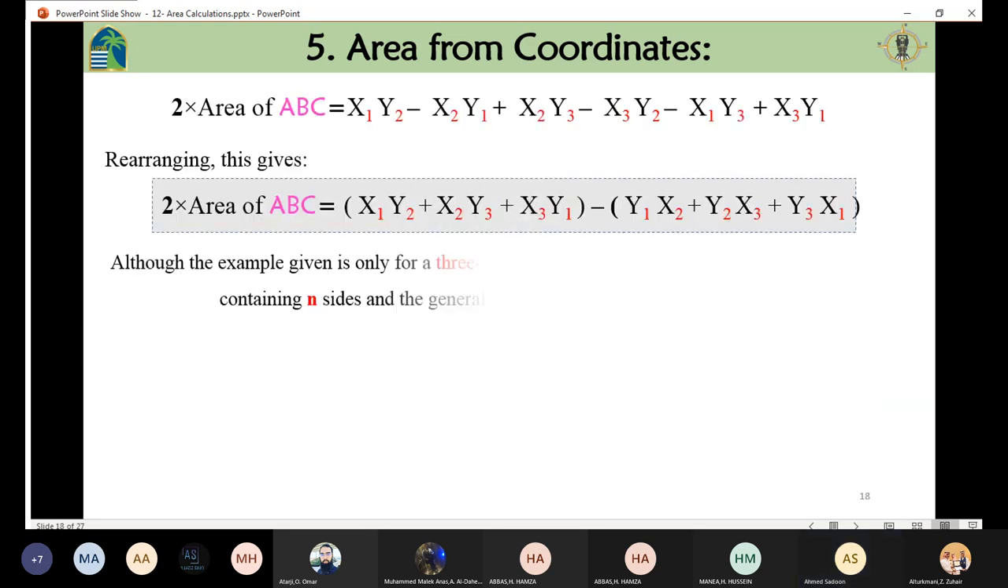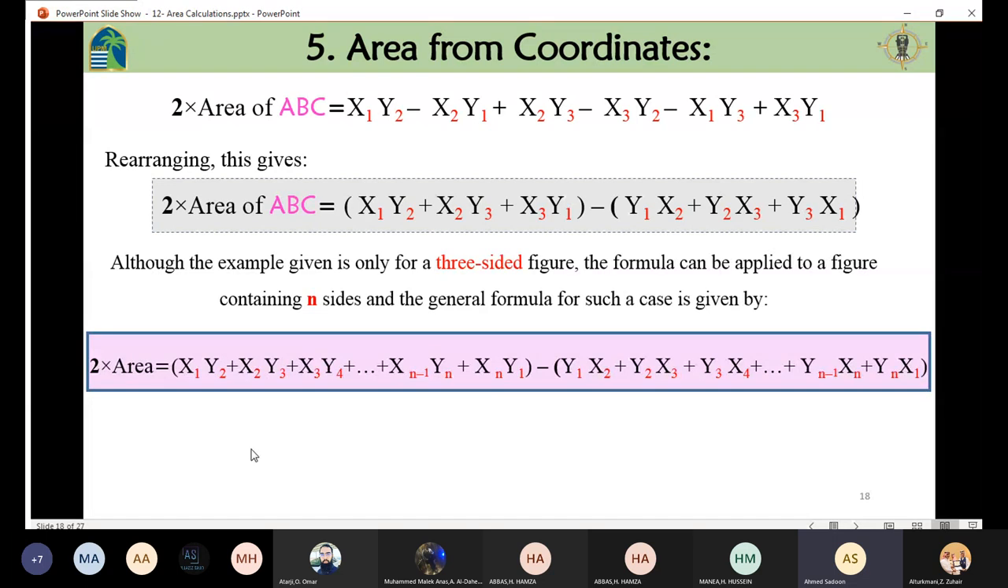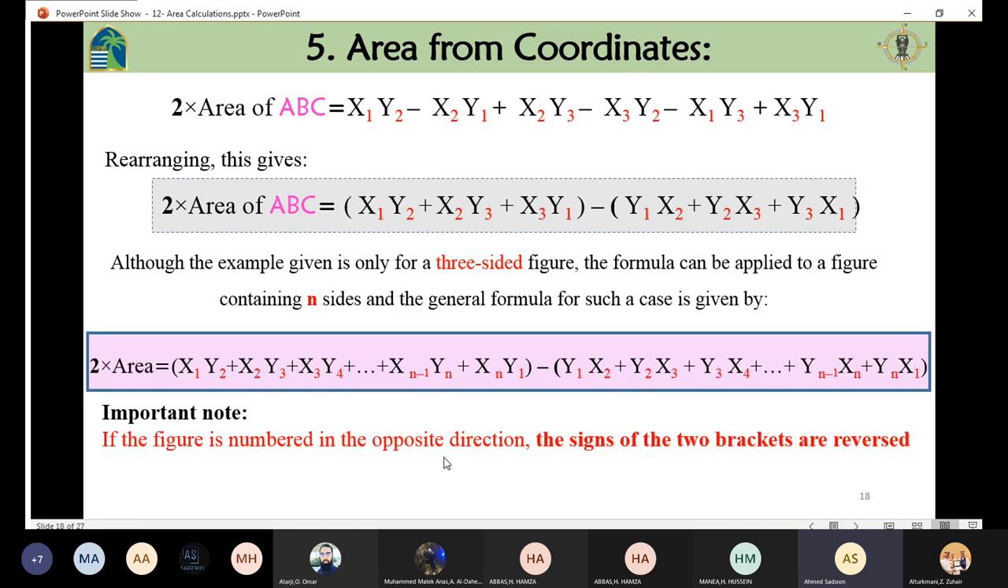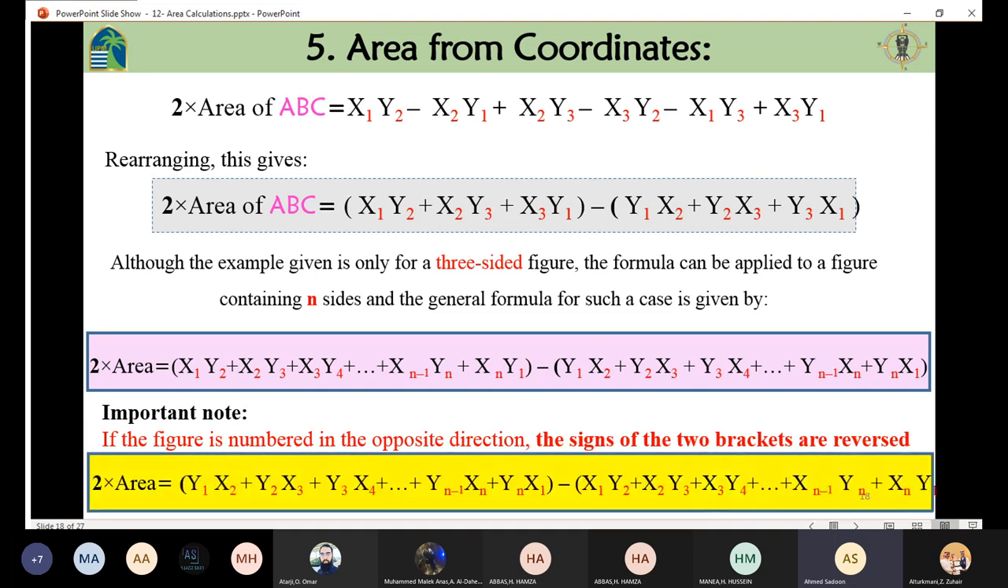So here, we stopped at this formula. Here we have the general formula like that. And if the figure is numbered in the opposite direction, which means counterclockwise, here he says that the signs of the two brackets are reversed. So this one is going to be positive, and this one is going to be negative in case the numbering was anticlockwise. What we will change is this term is going to be positive, and this term is going to be negative. So it's the only difference if you are going to count counterclockwise.